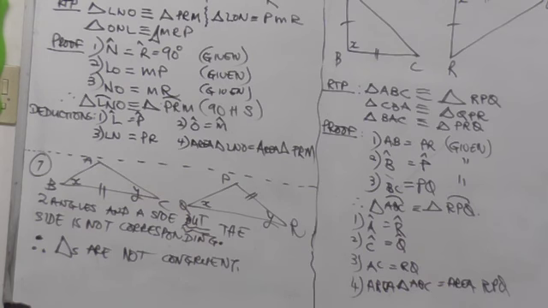Alright, so that's the end of review of exercise 1. I'll just do one more example after this. I'll call it exercise 2, where everything is not given, and you will have to determine whether the triangles are congruent or not. Alright, relax and enjoy.